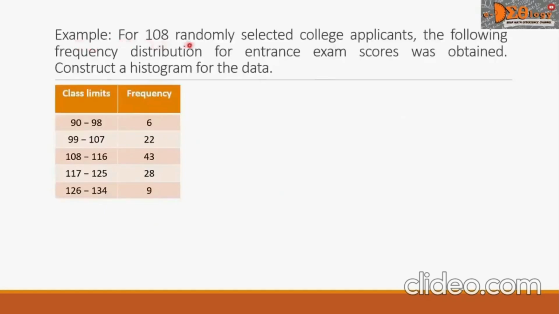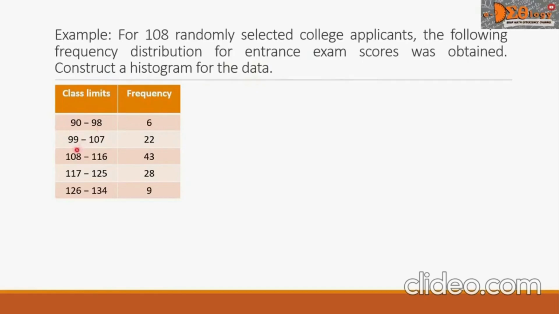For 108 randomly selected college applicants, the following frequency distribution for entrance exam scores was obtained. Construct a histogram for the data. We have a table here with 2 columns. The first column is for class limits or class intervals. We have 1, 2, 3, 4, 5 groups. The first class interval is from 90 to 98.